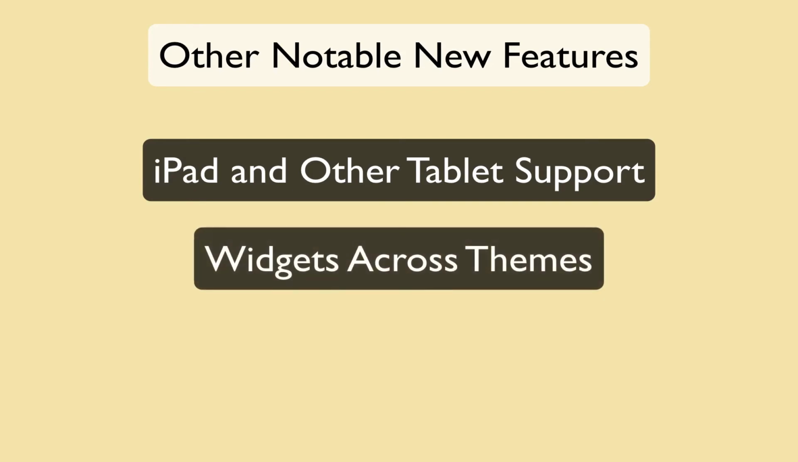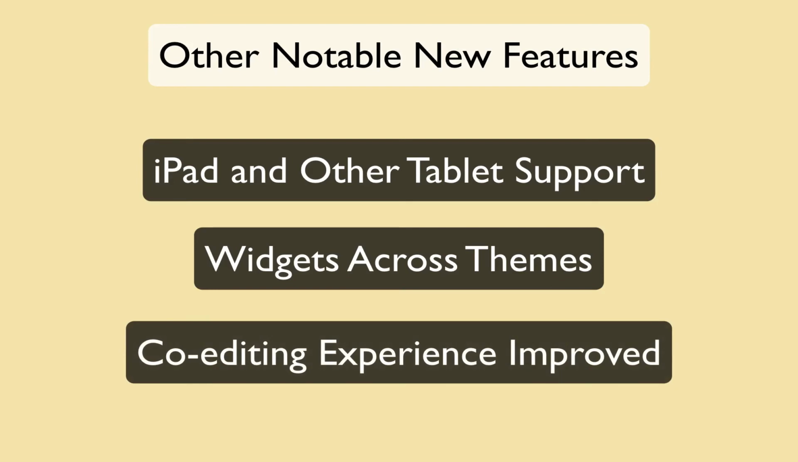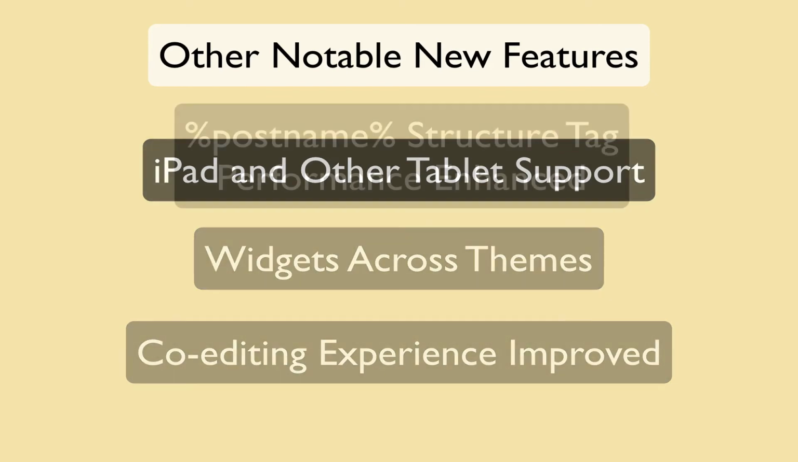Widgets. There used to be this problem where if you were switching back and forth between themes, your widgets would mess up or you'd lose them. Now you can seamlessly go back and forth and your widgets will stay intact. Co-editing locks have been improved. Locks are now released immediately for a smoother co-editing experience. So when you see the warning that someone else is editing a post that you're working on, it means they're actually editing it.